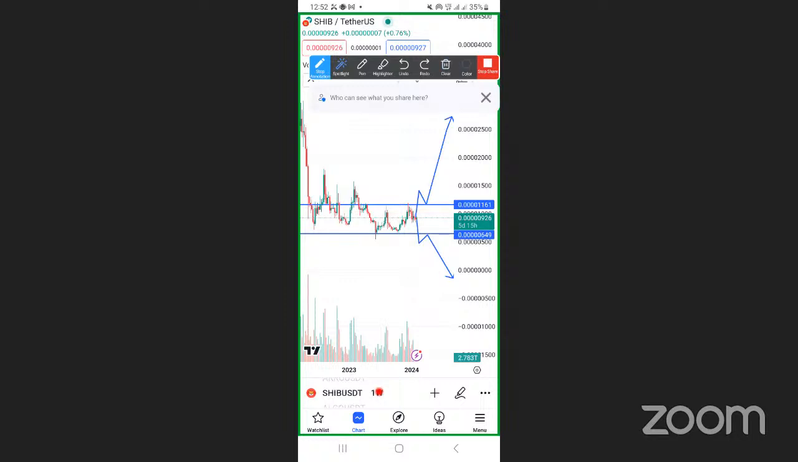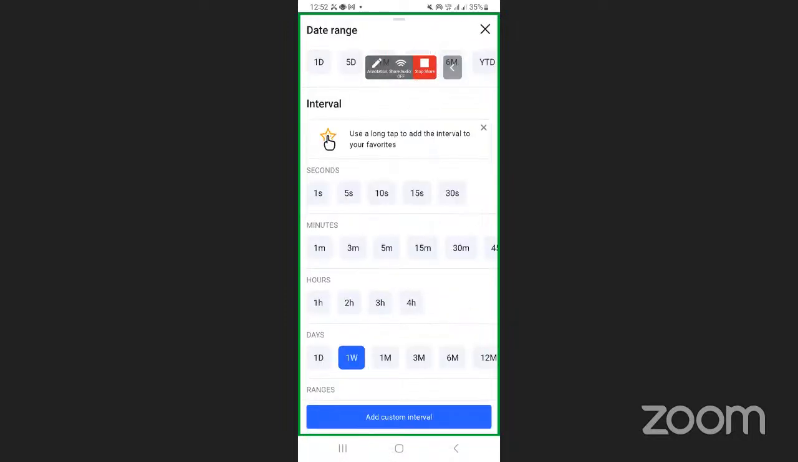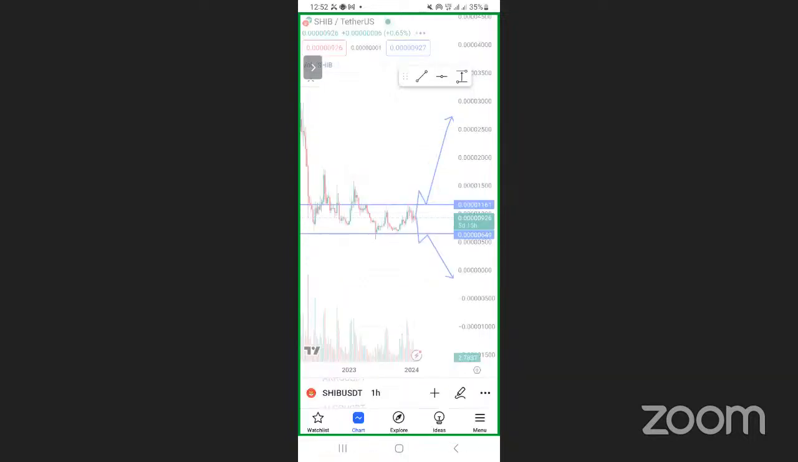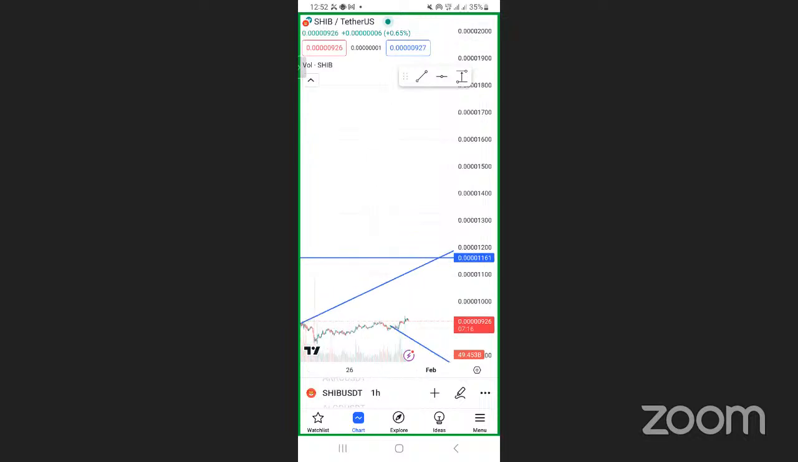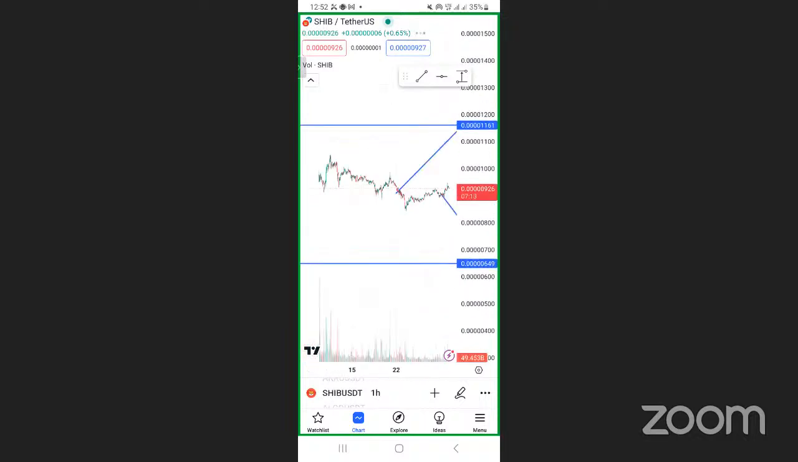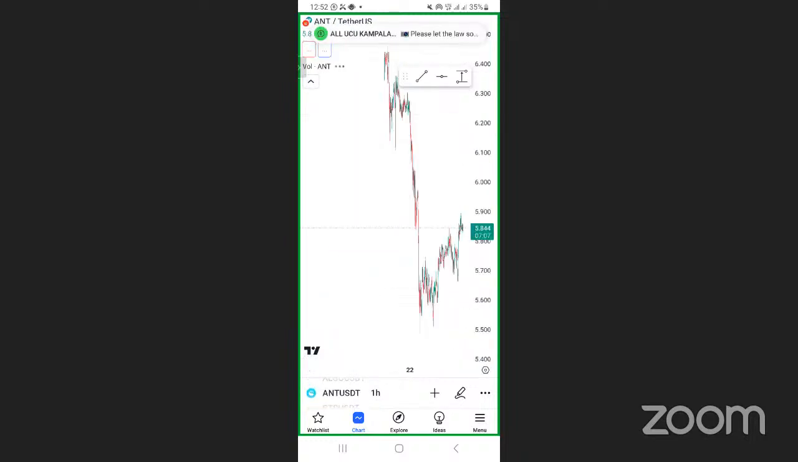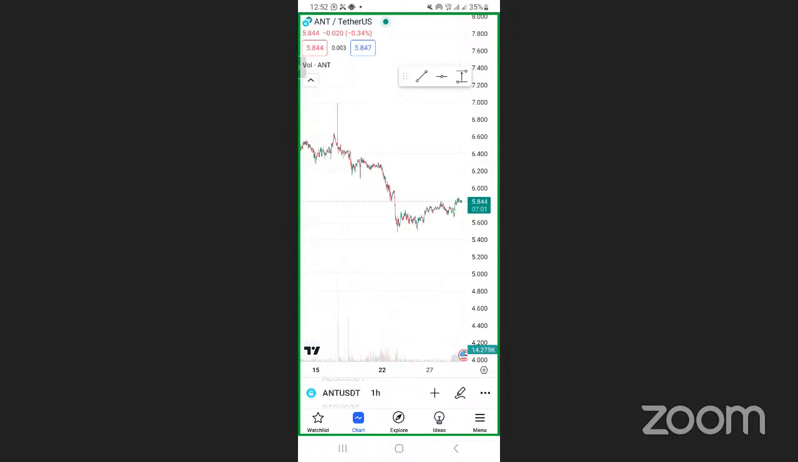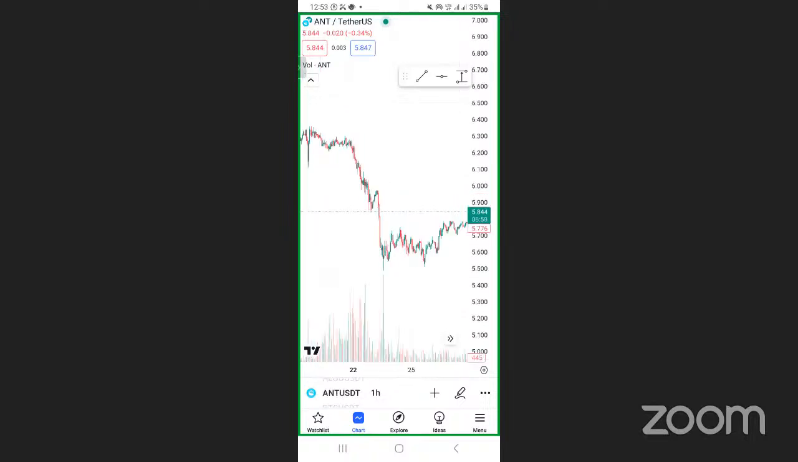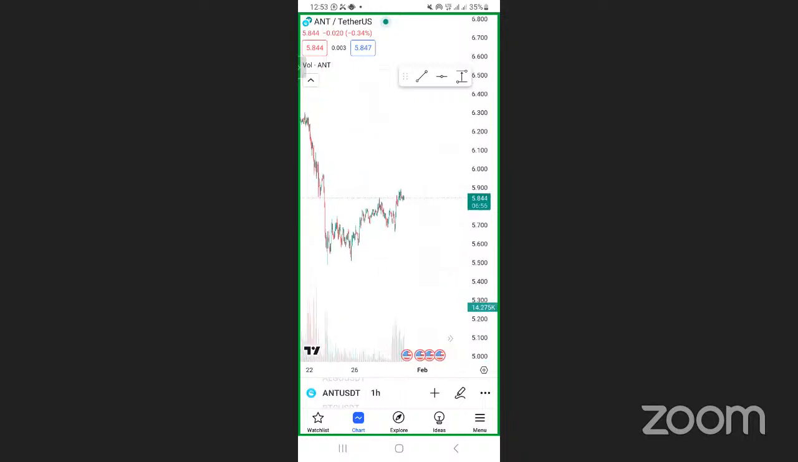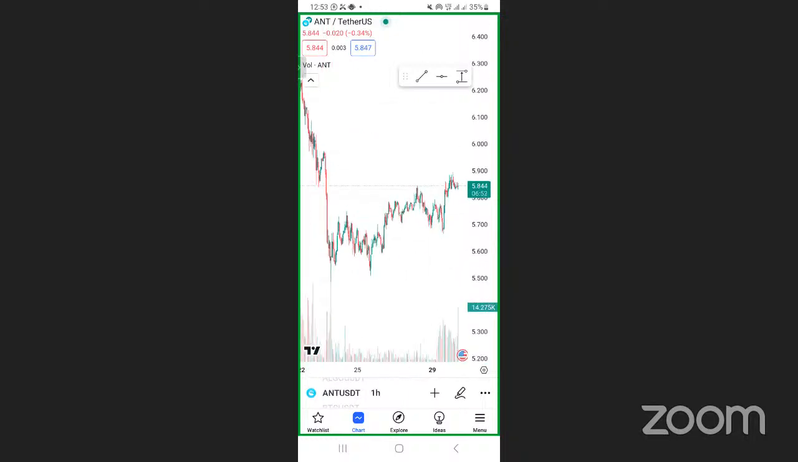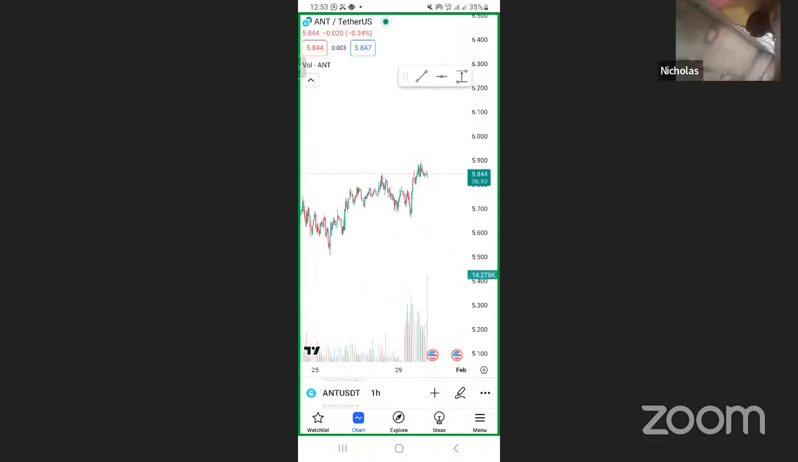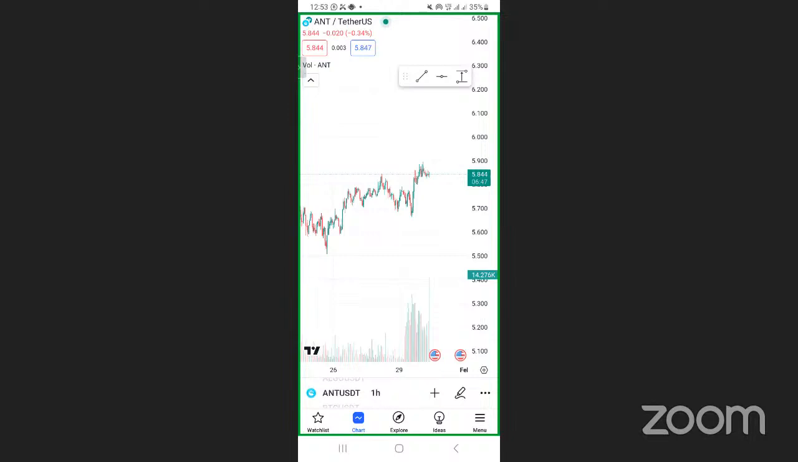Let me see if we can go to a 1 hour time frame, such that you can also learn from here. First of all, we said we identify the trend. Now, ladies and gentlemen, if you look at this market, what is it doing as of now at a 1 hour time frame? Is it trending up?